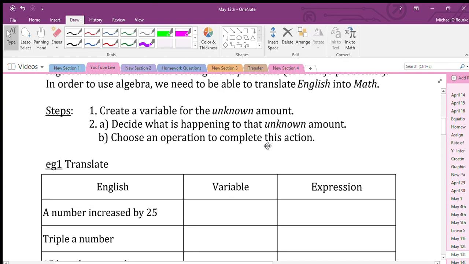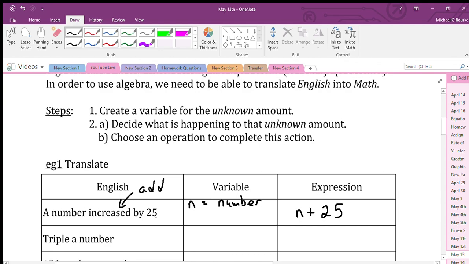If we do the first one here, the number is increasing by 25. So the first thing I'm going to do is say n is the number. That n is going to be my variable, it's going to represent the number. Increasing means add 25. So my expression for this would be n, the number, increasing by 25. That's my expression. So n plus 25.